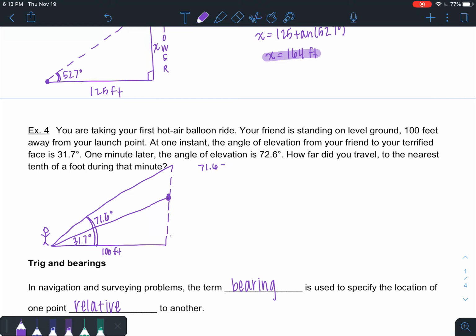Now, a lot of people are going to do 72.6 minus 31.7 and then do whatever calculation. That's wrong. Don't do that. Instead, we need to do two calculations. So I'm going to call this whole side X, and this little side right here, you know what, I'm going to color coordinate. I'm going to call this whole side X, and then this little side Y.